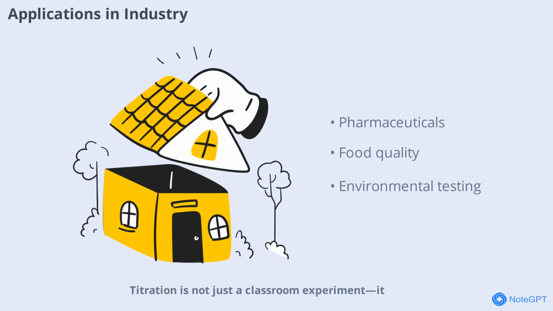Titration is not just a classroom experiment, it plays a vital role in many industries. In pharmaceuticals, it's used to ensure the correct dosage of active ingredients. In food production, titration helps monitor acidity and quality. Environmental scientists use titration to analyze water samples for pollutants. Its versatility and reliability make titration a trusted method in countless professional settings.